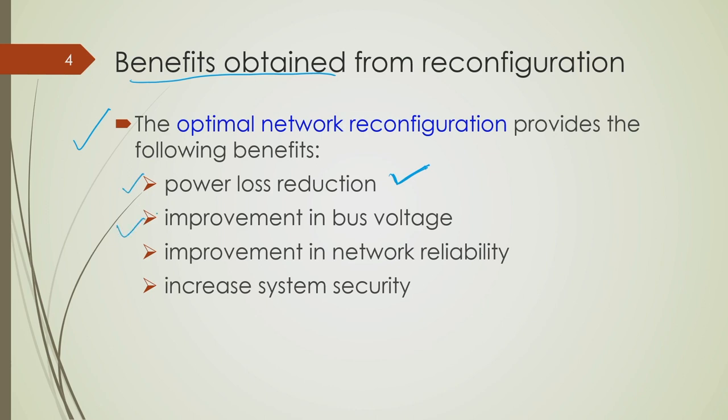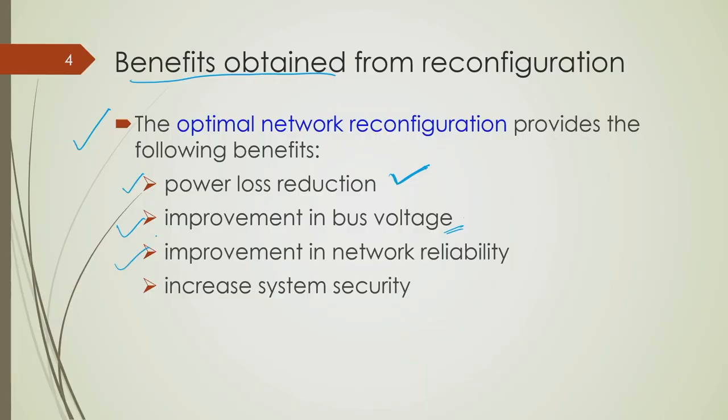Second is to improve the bus voltage. I have shown you the bus voltage profile in module 4, and you have seen that the farthest nodes of a distribution network suffer from an under voltage problem because of voltage drop, okay. Now, by doing this reconfiguration, we can reduce the overall maximum voltage drop of a particular feeder, or improve the bus voltages of the farthest nodes, okay, by changing the path. Similarly, we can improve the reliability, and we can also improve the system security, particularly voltage stability, okay.